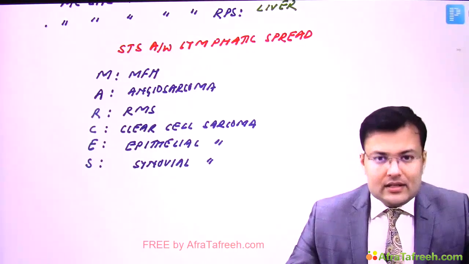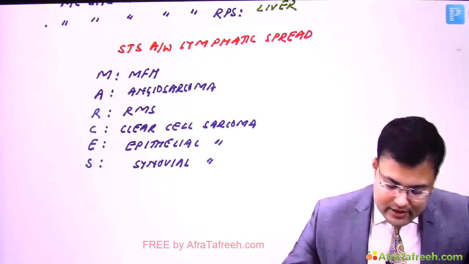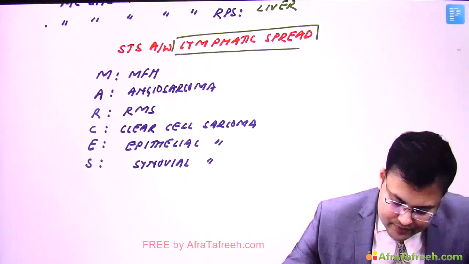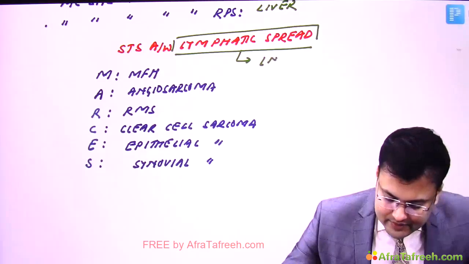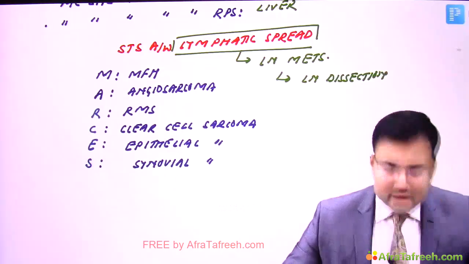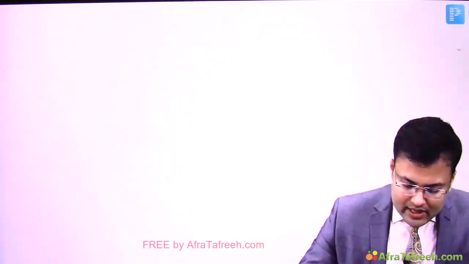So the question is being asked in three ways: sarcomas associated with lymphatic spread, or sarcomas associated with lymph node metastasis, or sarcomas which require lymph node dissection. Clear? Since there is lymphatic spread, it leads to lymph node metastasis, and since there is lymph node metastasis, what is required? Lymph node dissection. Clear? So these are the questions related to spread. Now see the questions related to diagnosis.